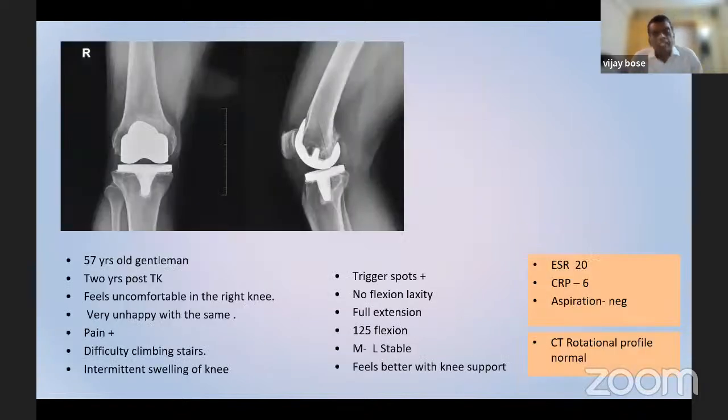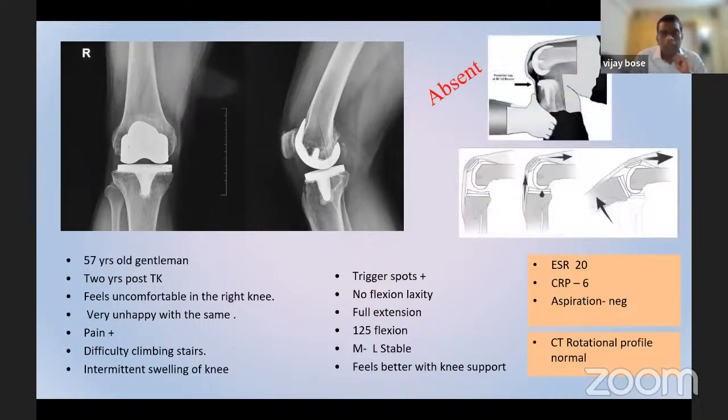So here's my case: a 57-year-old gentleman who actually runs a large tailoring shop. He's 2 years post TKR. He feels uncomfortable right from the start. Very unhappy with the knee. Pain is present, anterior knee pain, difficulty climbing stairs, intermittent swelling is there. The trigger spots, the pes anserine area.